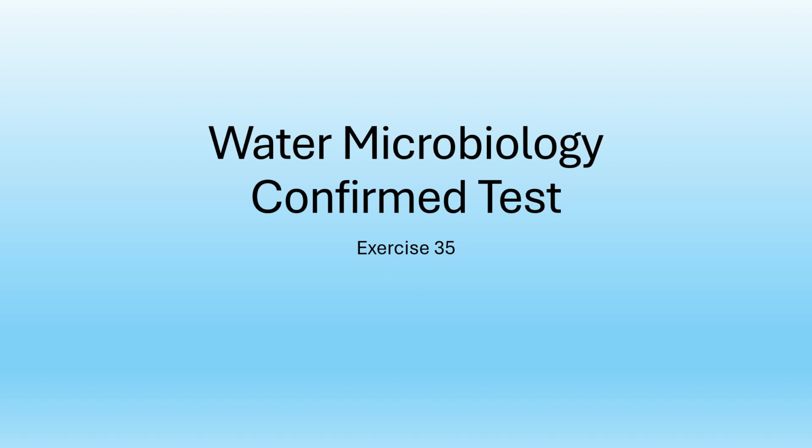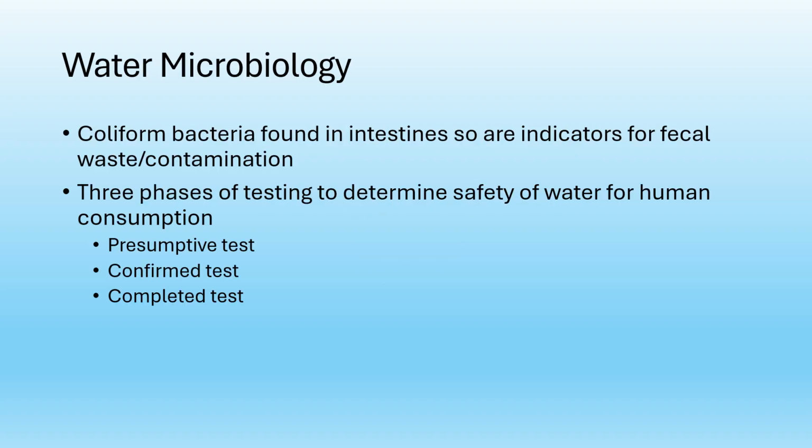This is the second part of a water microbiology experiment. Previously, you did the presumptive test, which includes the most probable number experiment. This is the second phase, which is the confirmed test. What you're looking for with the water is whether or not coliform bacteria are present.